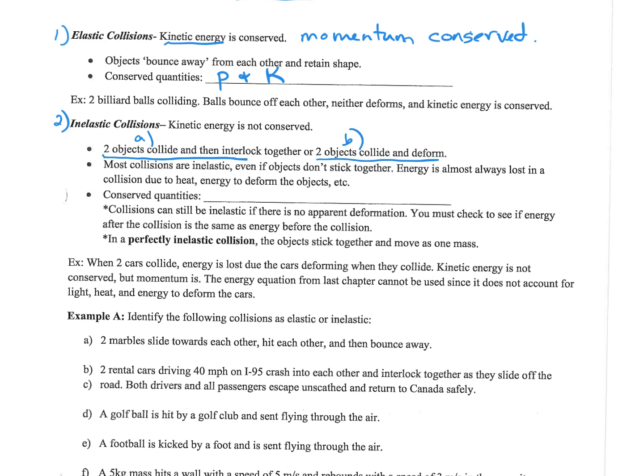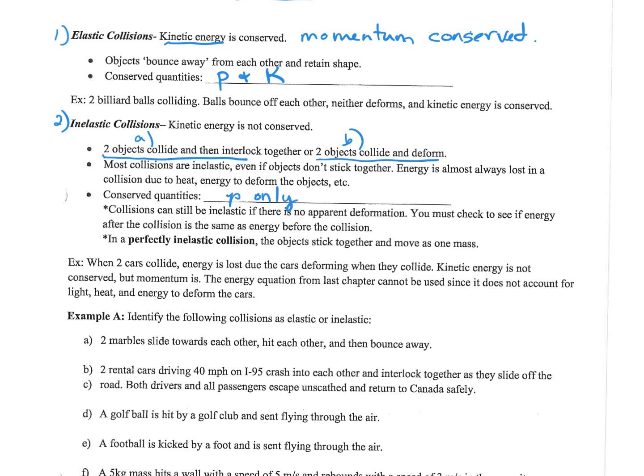Most collisions that we see are not going to be elastic. They're going to be inelastic, even if they don't stick together, right? So we almost always, when two things run into each other, lose some type of energy. That's what happens. So what's conserved? Momentum is always conserved, isn't it? And that's it. Momentum only. Kinetic energy is not conserved.